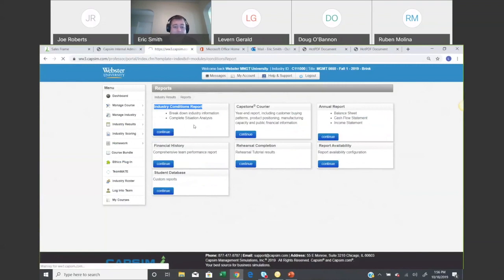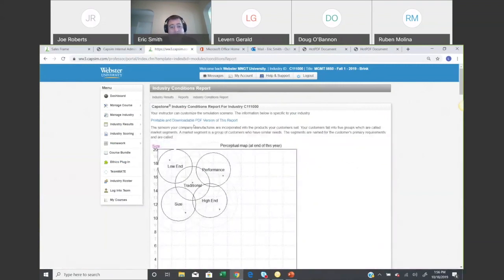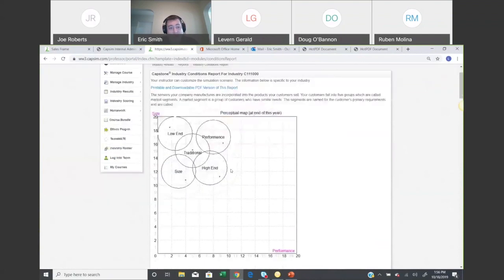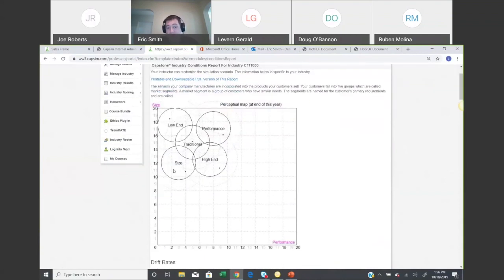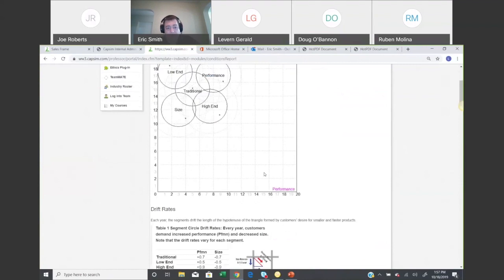And this is one where I always recommend, if students are sitting down together making decisions, you should have at least one copy of the conditions report printed, and keep it with you. That way, one, we don't forget which segment is which. It's labeled for us. It also puts a little star within each circle that shows us where the ideal position would be within that market. So even as the markets move, that sweet spot, that ideal position, always stays in the same location of the circle.